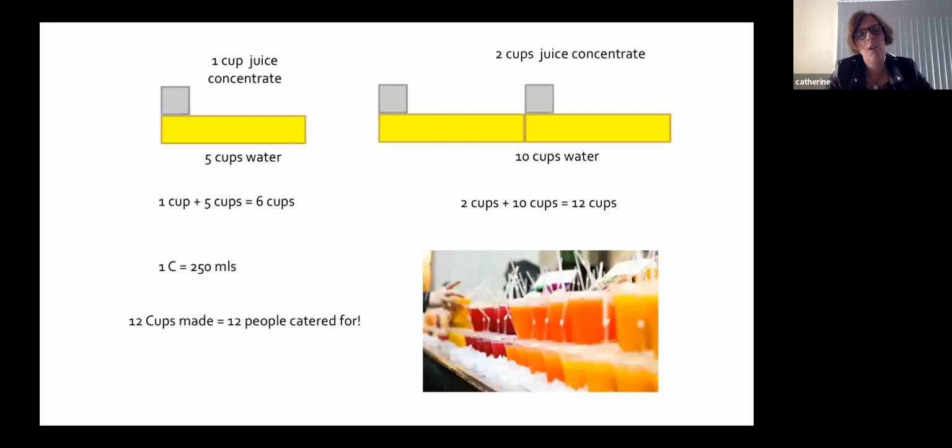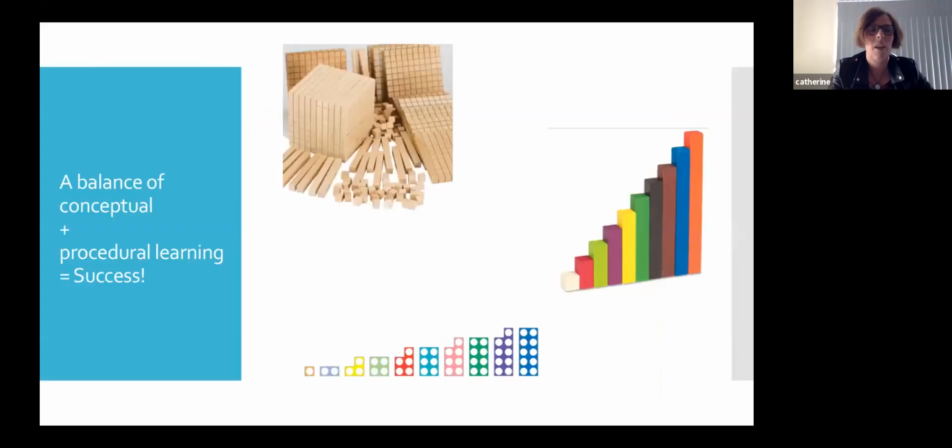You could look at catering for different numbers of people. You could ask, what say we used 20 cups, how many cups of concentrate would we need? They could easily use the manipulatives to show this. We could also look at other concentrates, perhaps that have a 1 cup to 6 cups water, or we have people that don't want it so strong. There's so many things that you can explore. Children have easy access to it with the concrete materials. So there's a balance of conceptual and procedural learning, and that's the success of using the CPA approach.